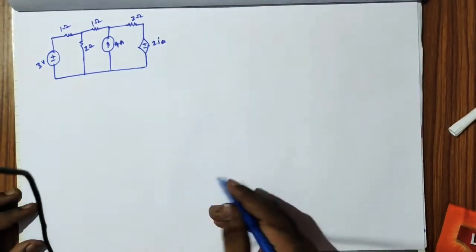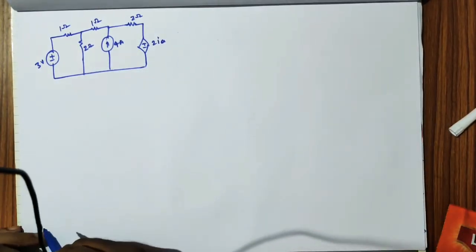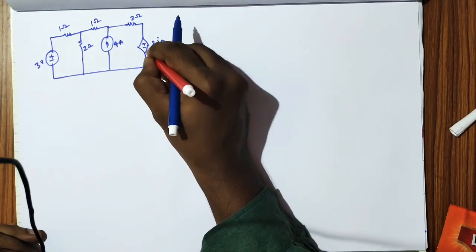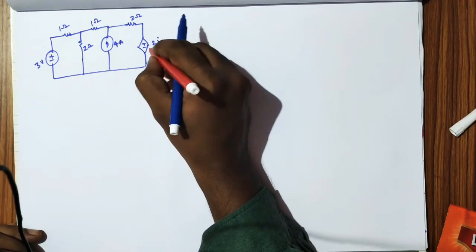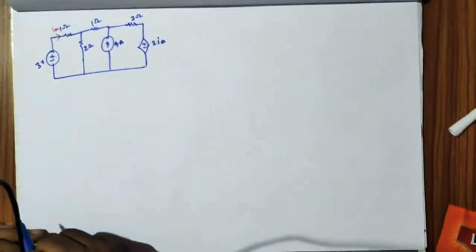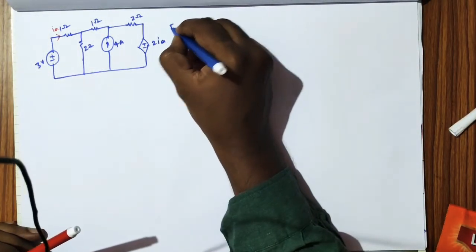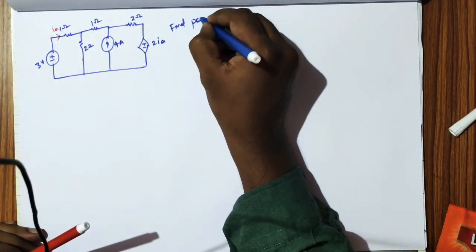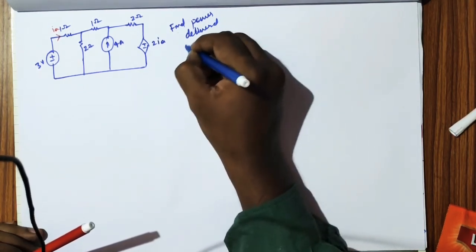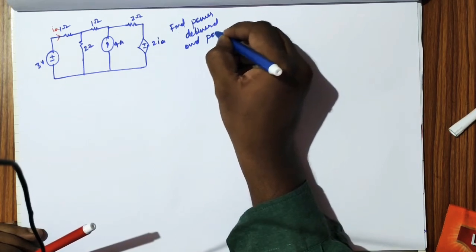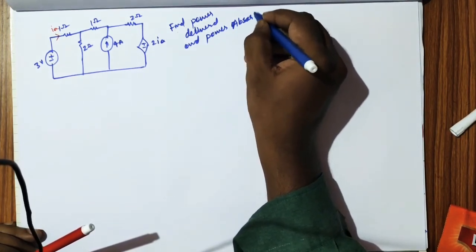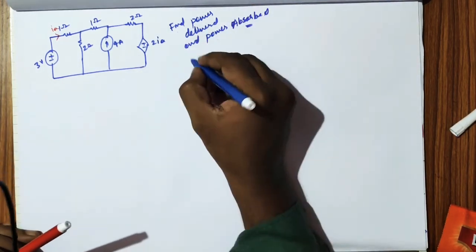Okay, so here is the circuit I gave. This is a current dependent voltage source; this voltage source depends on the current flowing in this branch. Now he is asking to find the power delivered and the power absorbed, or power dissipated.